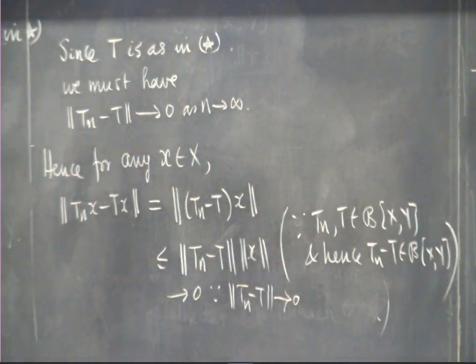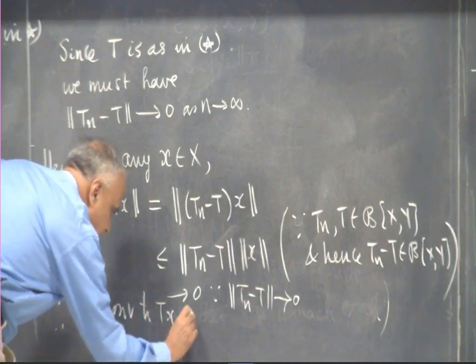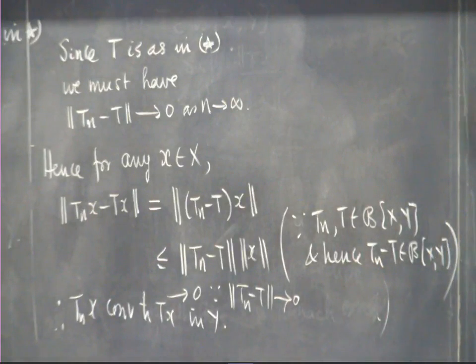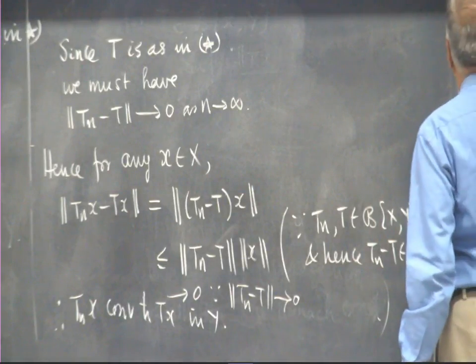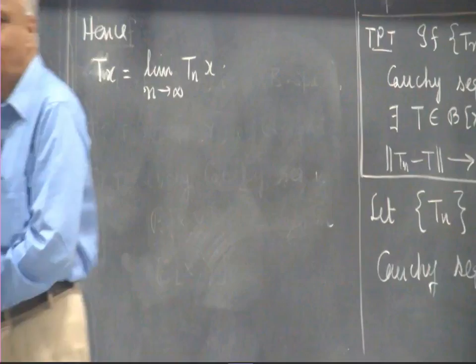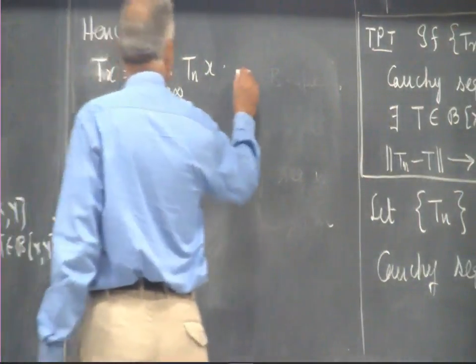So this tends to 0 because norm Tn minus T goes to 0. And therefore Tn x converges to T x in Y, and hence Tx is equal to the limit as n tends to infinity of Tn x. Right. So what our analysis says is, if at all there existed a T, its action on any x must be the limit of the actions of the Tn. Okay. So the conclusion, let me call it 2.